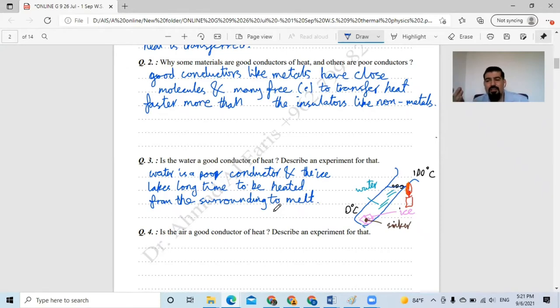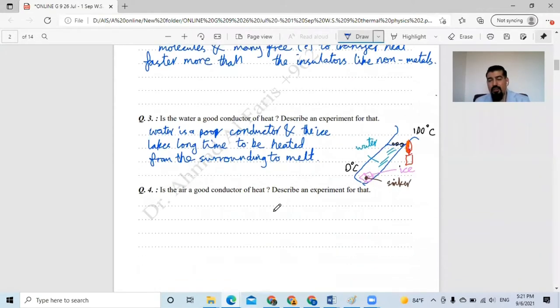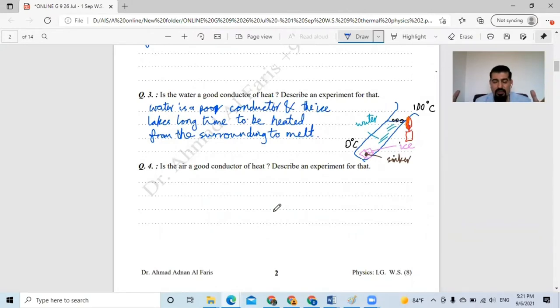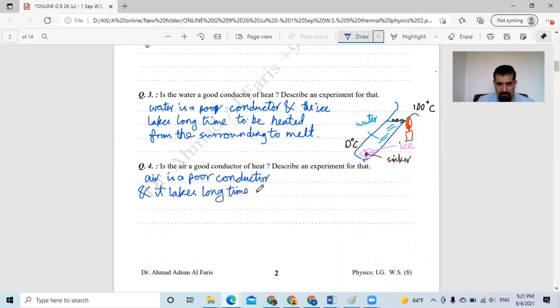Why? Because in double glazed windows, they put vacuum or air in between the glass layers. So this prevents heat from being transferred from outside the room to inside the room. So that's one of the experiments to make sure, as Farah said, that the molecules are far from each other, and they do not transfer heat between them quickly. So air is a poor conductor, and it takes a long time to transfer heat.